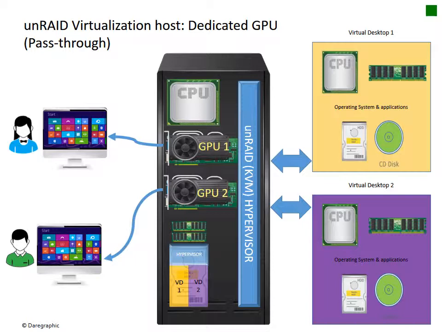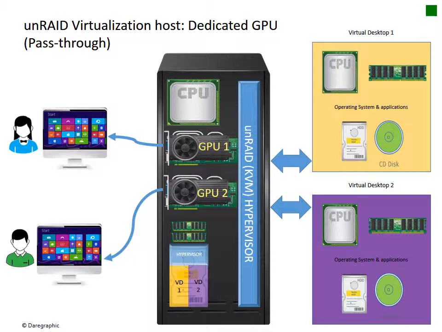After installing unRAID and creating 2 virtual machines running Windows 10, we can now assign each VM a dedicated GPU. This is what is called pass-through. Instead of sharing part of the GPU for each VM like we do with CPU, RAM, and storage, the whole graphics card is passed straight to the VM and is fully assigned to the operating system.